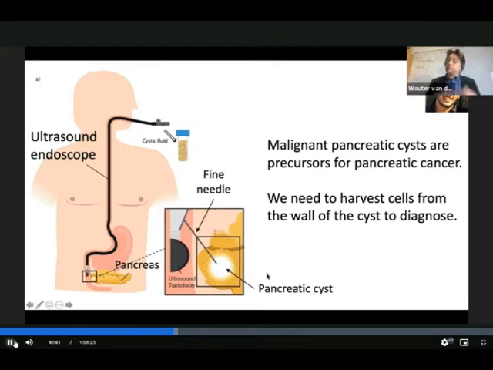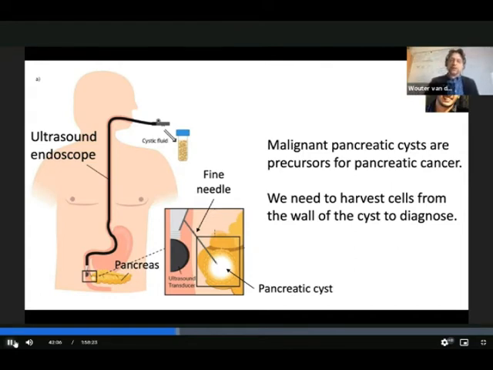And these cysts, before we didn't know they were there, but now we see that in many patients they have cysts. Most of the time, the cysts are benign, but sometimes they are malignant. And if they're malignant, we want to know that because they can be a precursor for pancreatic cancer. And to be able to test that, we need to be able to remove cells from inside the cyst, take them out of the body, and then analyze them.